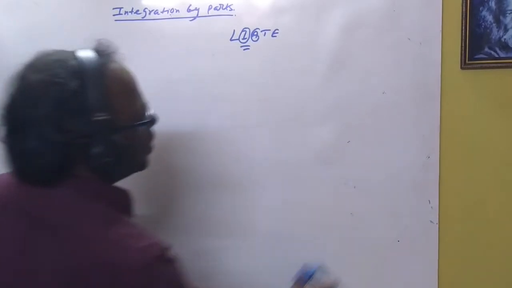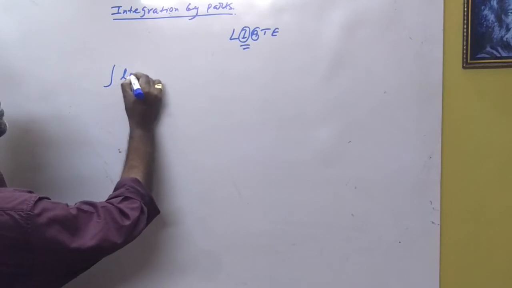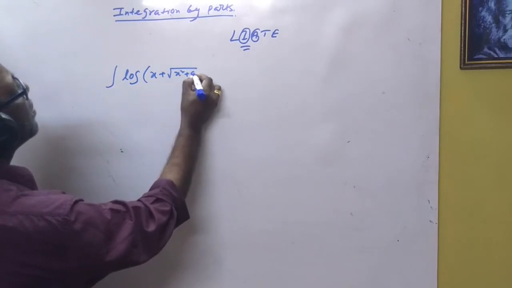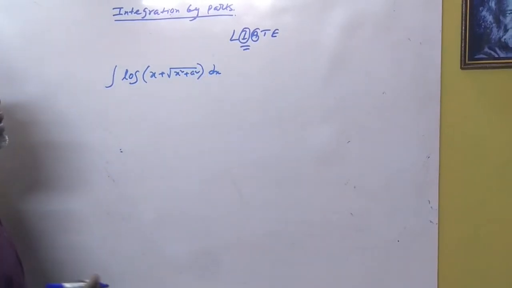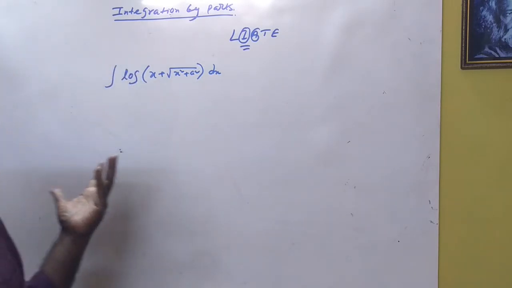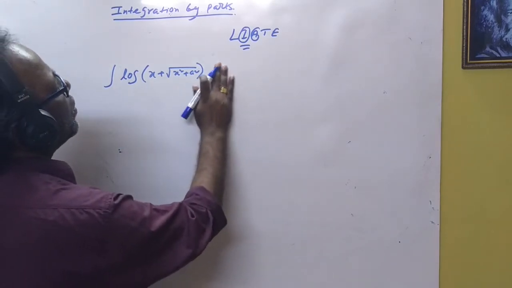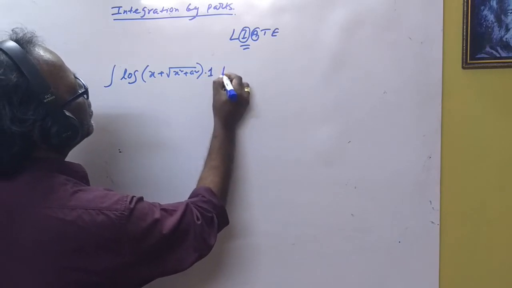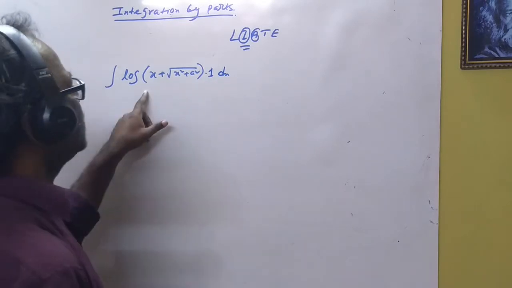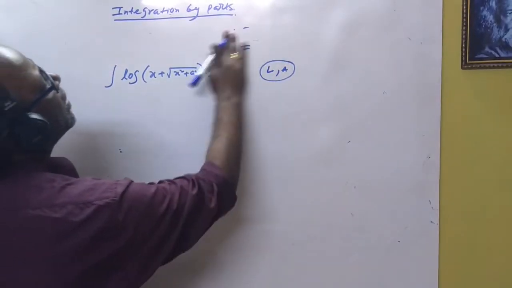Now again an example, like this, log of x plus root over x square plus a square. So students, you are confused. First of all, there is a single function. Just see, this is log of that, so you can put 1 here. So this is the double function, and 1 is represented as algebra, and this is log and algebra.